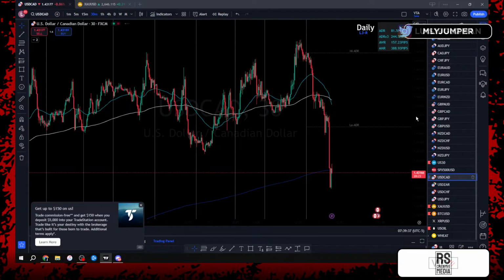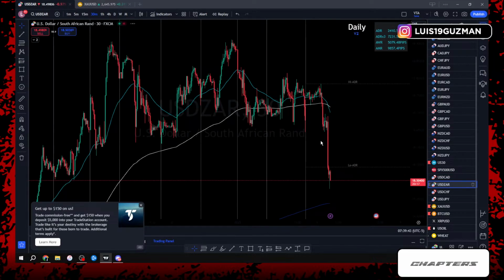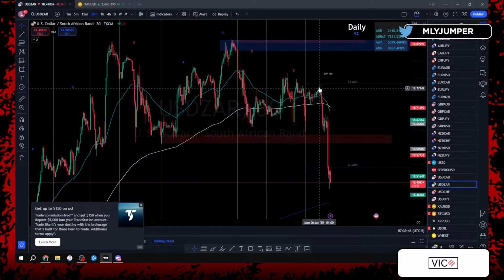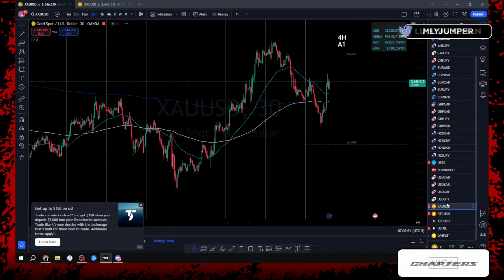USD CAD is moving counter against the trend. We already did ADR for the day as well, so USD CAD is done. USD ZAR, same thing as USD CAD, is moving counter against the overall trend. We already hit the ADR for the day at 241 pips. So USD ZAR is done.